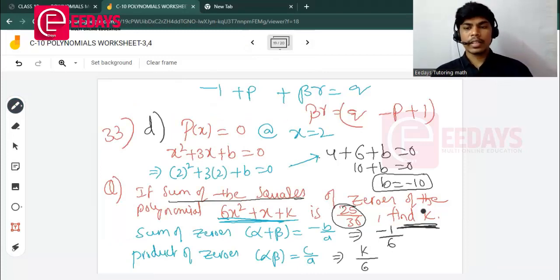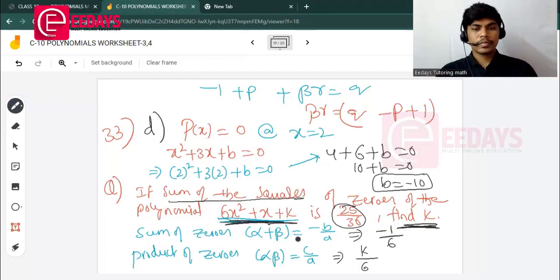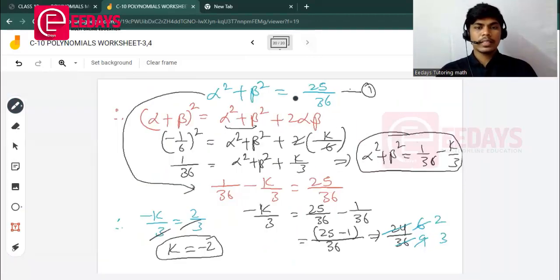We can find the k value like this. First of all, observe the question. They given one polynomial equation here. With that, I can find the sum of zeros and product of zeros. This type of question I did not discuss in the worksheet problems. I have taken it from some other sources. The sum of squares of the zeros they given as 25 by 36. That's why you can write like this.